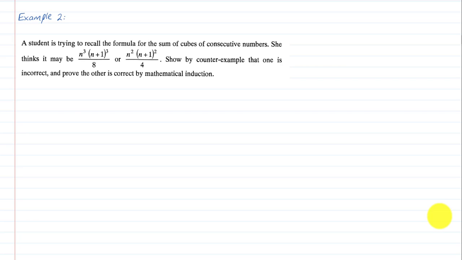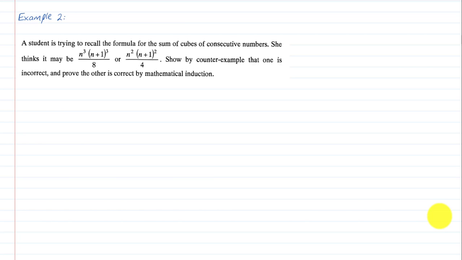A student is trying to recall the formula for the sum of cubes of consecutive numbers. She thinks it may be n cubed times (n plus 1) cubed over 8, or maybe it's n squared times (n plus 1) squared over 4. Show by counterexample that one is incorrect, and prove the other is correct by mathematical induction.